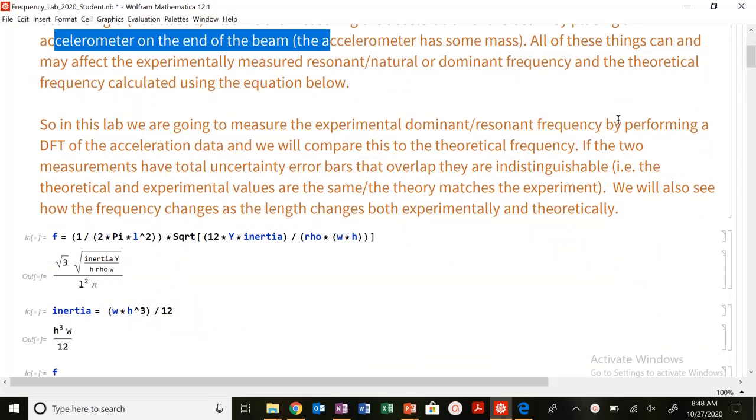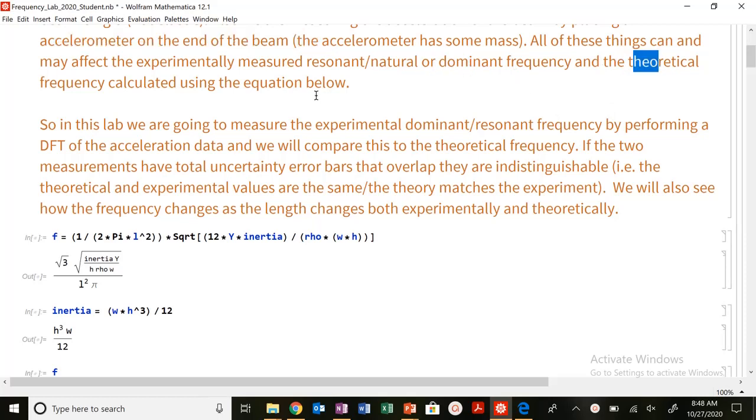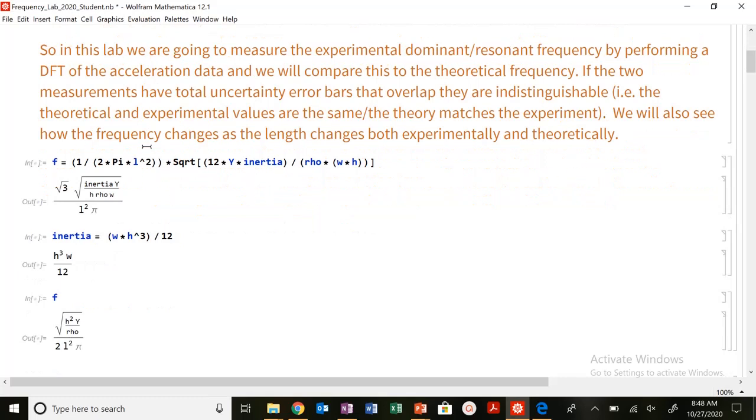And then we also have to calculate if that overlaps, so there might be some difference between your experimental frequency and your theoretical frequency calculated below. So we're going to measure that, see the overlap, and then see how the frequency changes as a function of length. So this is our equation that we deduced last time.